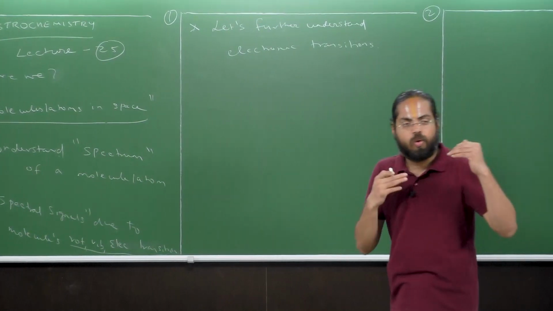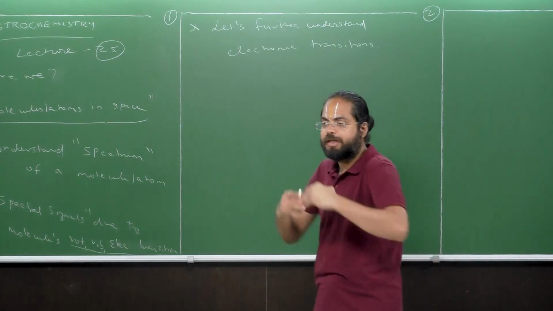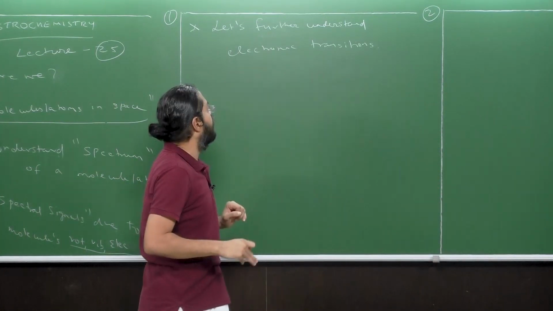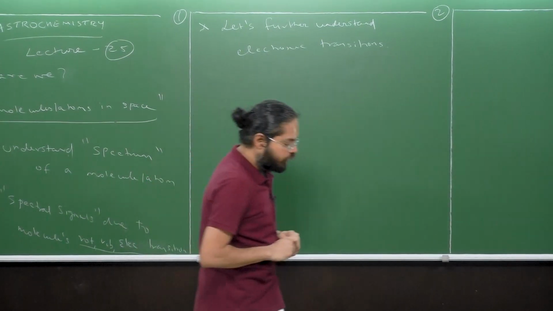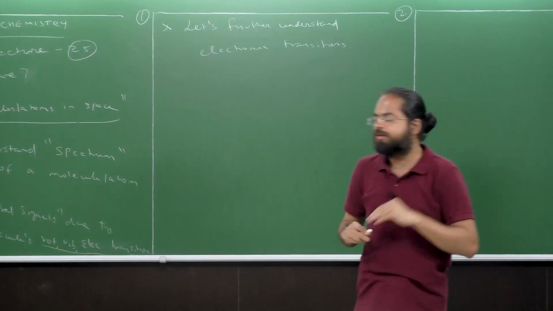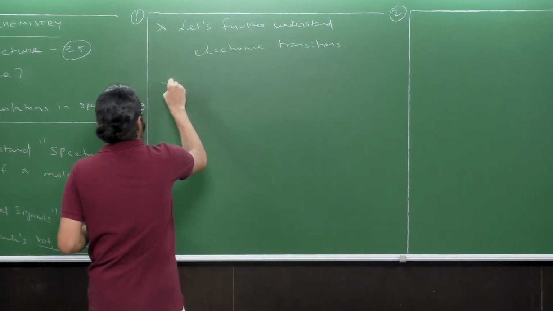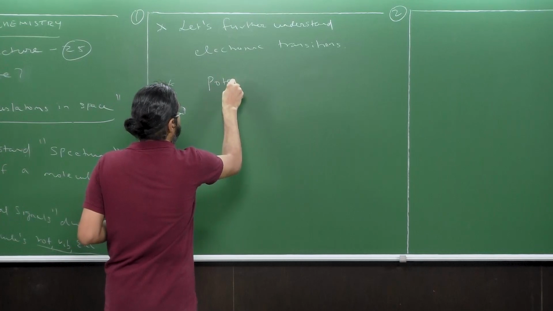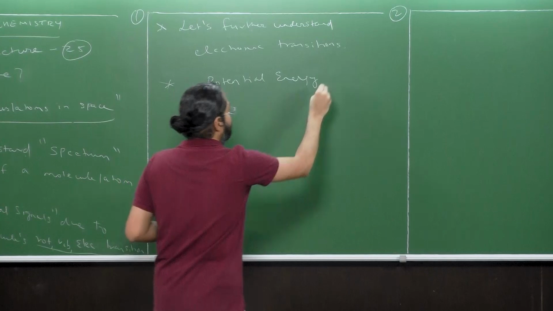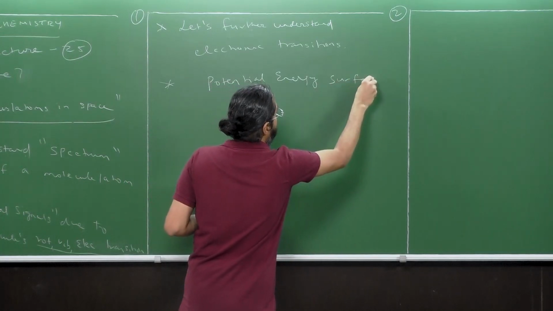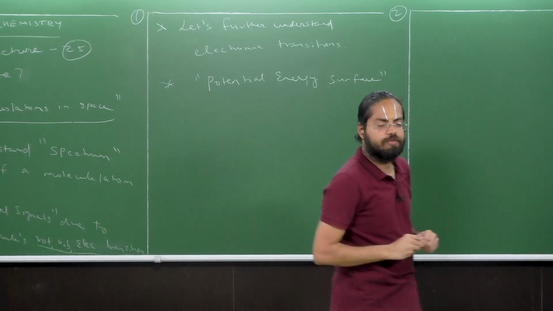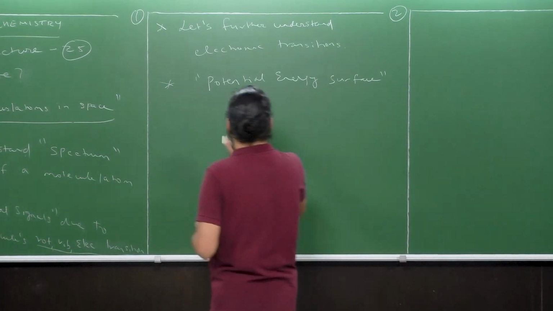So with that big picture clarified, we shall now consider the aspect of electronic transitions in molecules. All right. Now, what do we begin with? Let's begin with this idea called the potential energy surface. We're going to start with this idea called a potential energy surface, in short, PES.